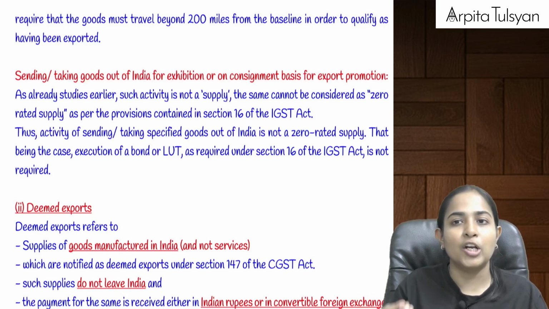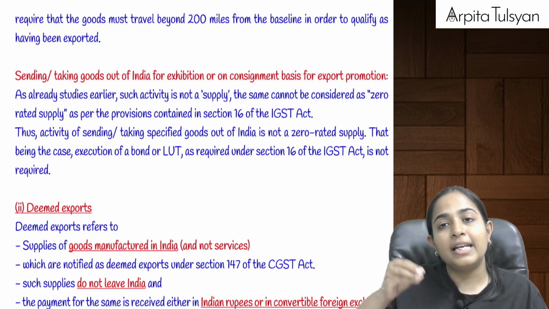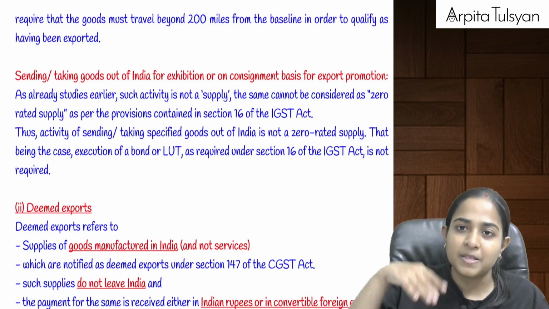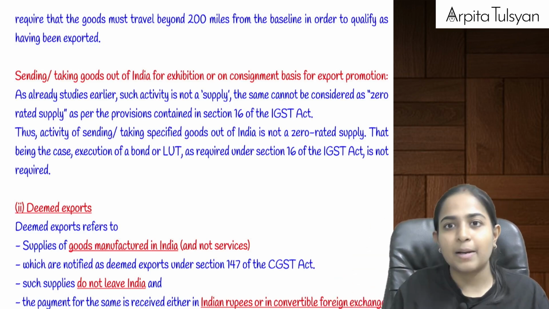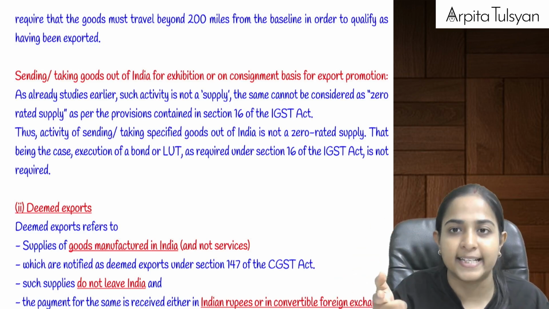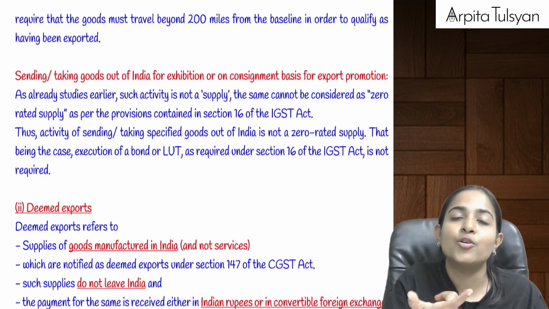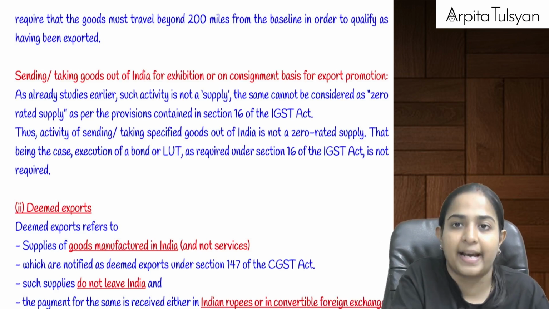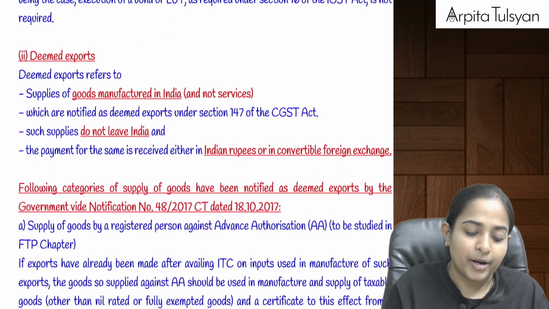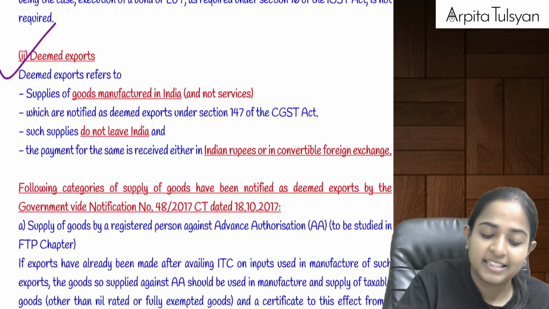Because till now you have not sold the goods. Only when you sell the goods, then it becomes a supply. So till the time it is not a supply, it cannot be even called as a zero rated supply. You can call zero rated supply to a particular transaction only when in the first place it is a supply, right? Then talking about the second thing, that is deemed exports.